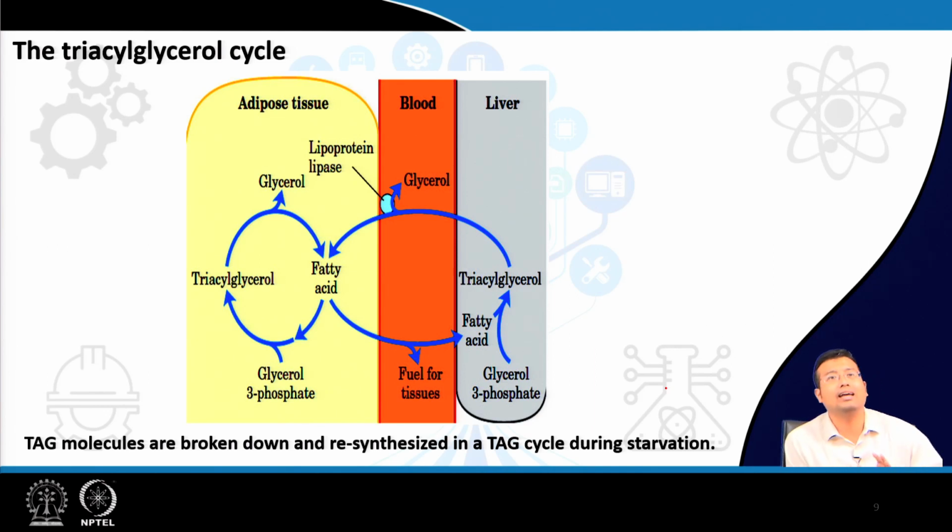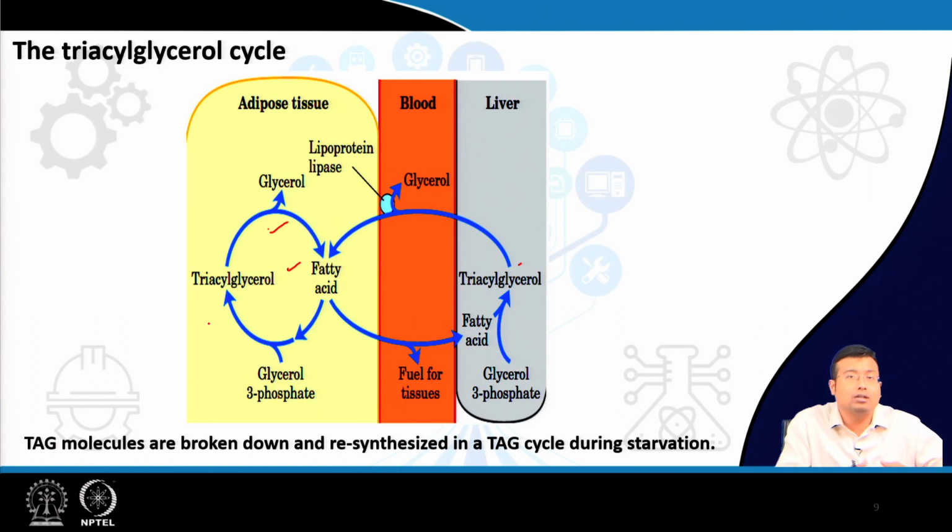So, basically this is the triacylglycerol cycle, where upon requirement the triacylglycerol can be broken down to simpler compounds like glycerol and fatty acid, okay, and this fatty acid acts as a fuel, it goes outside the tissue. Again it can be acted upon by glycerol 3 phosphate when the body is in anabolic mode, and again triacylglycerol will be synthesized. Again, by the action of lipoprotein lipase, it can be broken down. So, this whole thing occurs in tandem, where the triacylglycerol molecules are broken down and resynthesized during starvation.